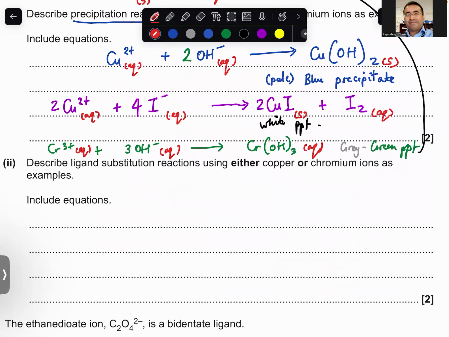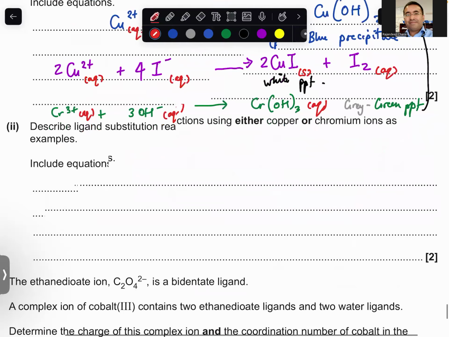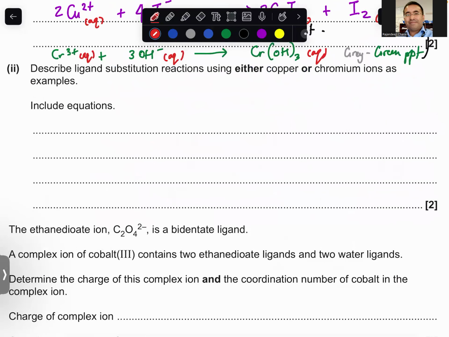Now, moving on. Describe ligand substitution reactions using either copper or chromium. Let's try to explore both. Now, copper, the complex in water is surrounded by 6 water molecules. What is a ligand? A ligand is a molecule or an ion that donates a pair of electrons, forming a coordinate bond. In this case, it's the lone pair of electrons on the oxygen that forms that coordinate bond with the transition metal ion. Now, there's 6 waters.